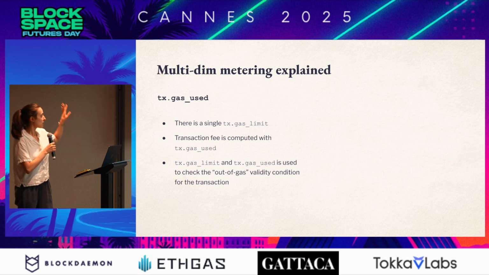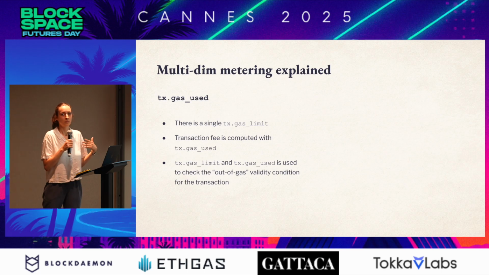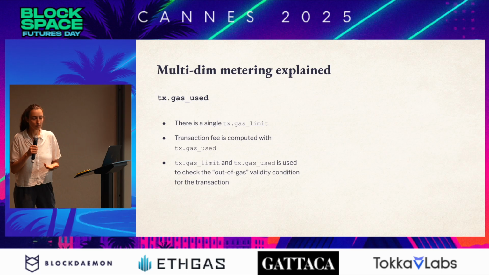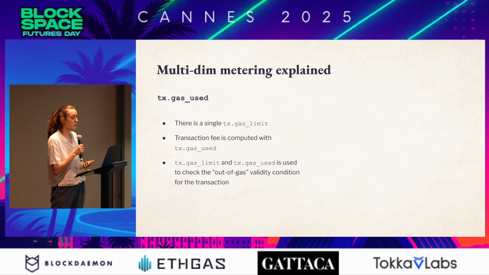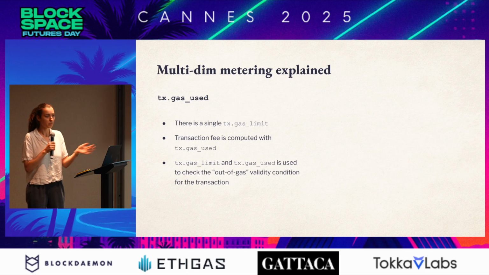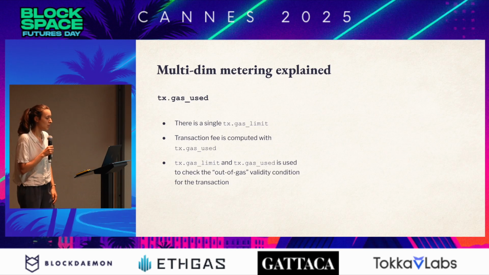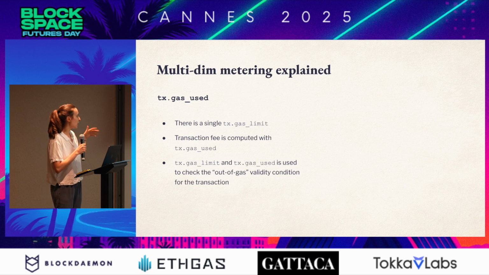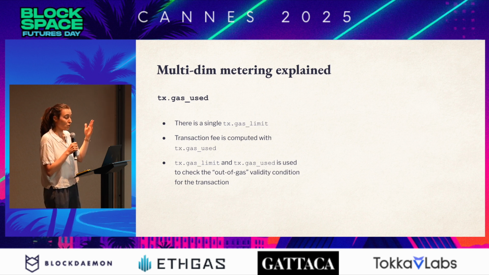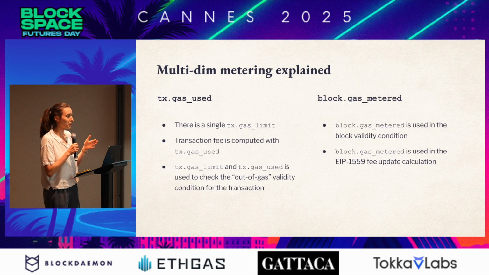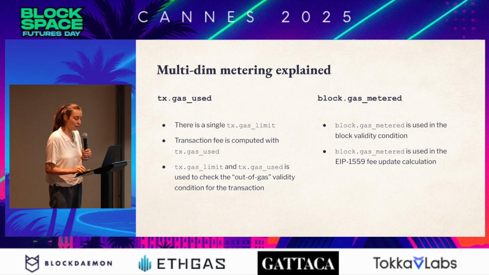And so at transaction level, everything remains the same. The user still just gives you a single limit, the gas limit for that transaction. The fees work the same. You are still paying the same fee that is computed over the sum of all the resources. And the out-of-gas validity condition is also the same, so it's considered over the sum of all resources. But then at block level, this is where the changes start.